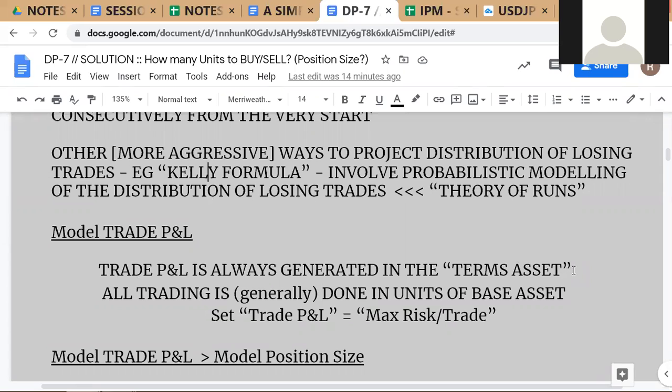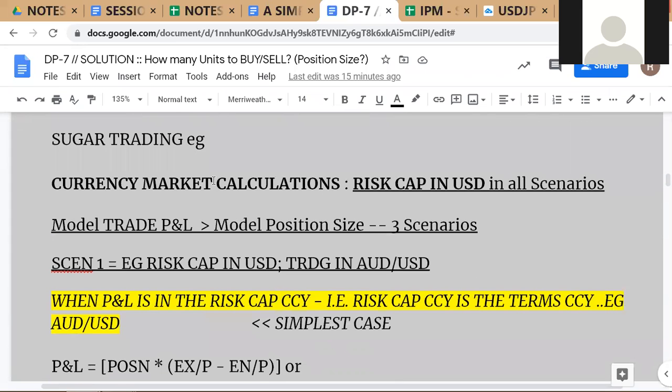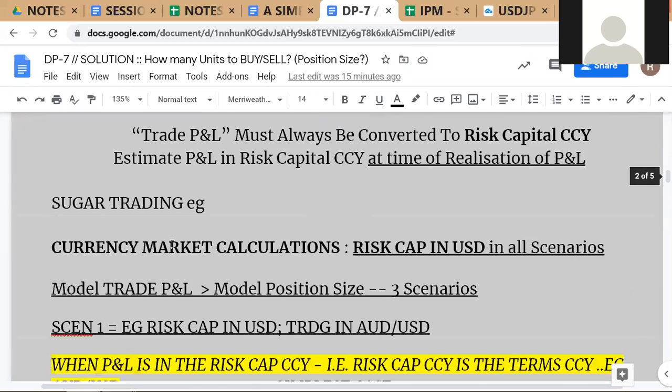Now, in general, if you leave out the currency markets and look at other asset classes, in all those markets it's always true that one of the 2 assets in a market is always going to be a currency. But when you come to currency markets, it's more complicated, because both the assets are currencies, right? So we go with those currency market calculations, and if we can do these, then we can do the calculations in any other market. You have to remember certain things, that trade PNL is in the terms asset, etc.